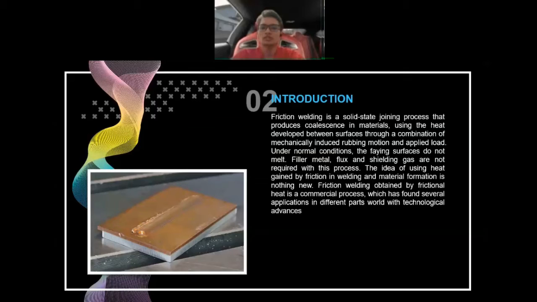Filler metal, flux, and shielding gas are not required with this process. The idea of using heat gained by friction in welding and material formation is nothing new. Friction welding, obtained by frictional heat, is a commercial process which has found several applications in different parts of the world with technology advances. We're going to talk about the objective.